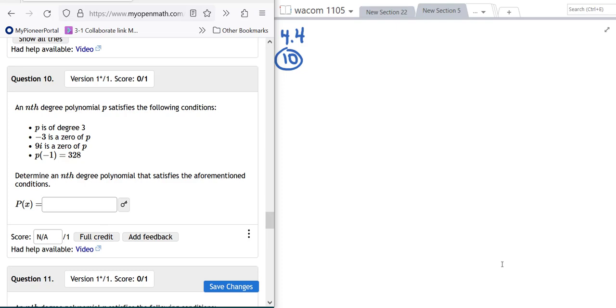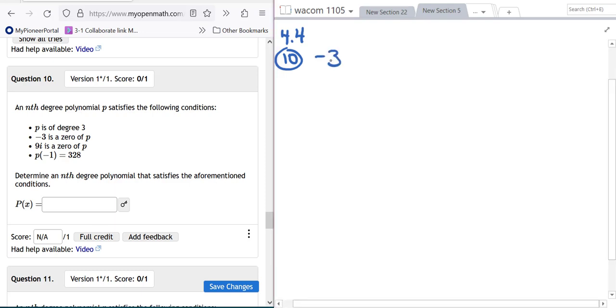We're going to look at problem 10 in section 4.4. It says an nth degree polynomial p satisfies the following conditions. First of all, p is degree 3. It says negative 3 is a 0 of p. That means x plus 3 is a factor. x minus a negative 3 is a factor.